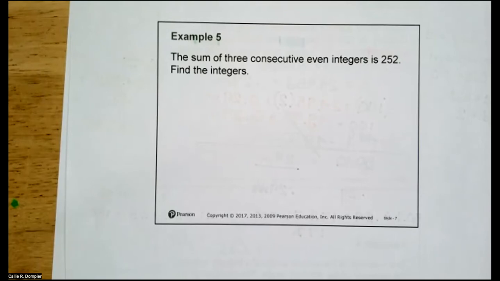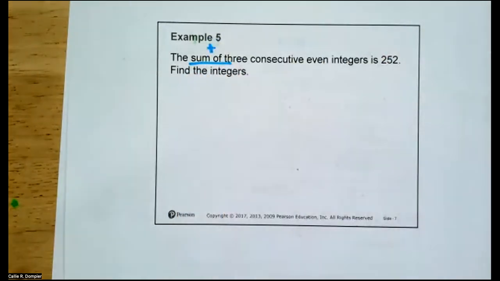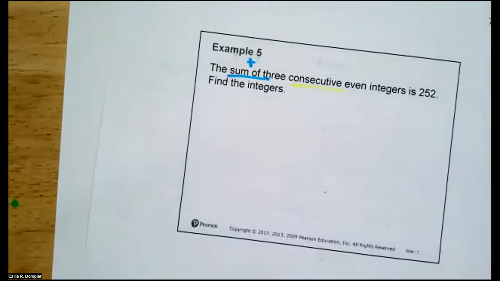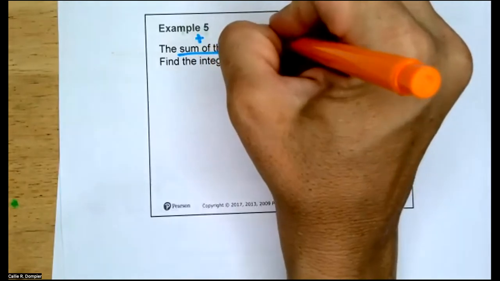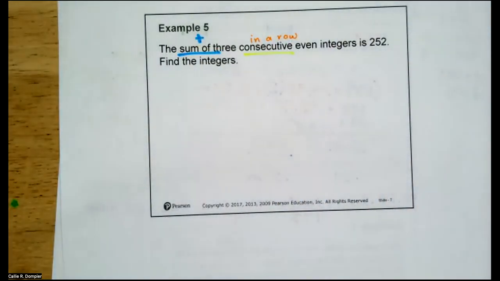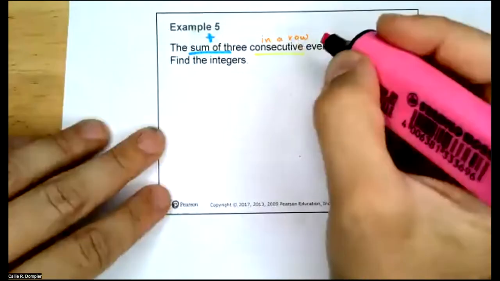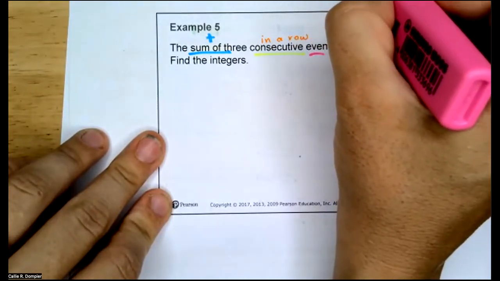Okay, so this, again, we can translate the sum of means we're adding 3 consecutive. We know what 3 is, right? But consecutive means they are in a row. Like the baseball team has won its last 3 consecutive games, right? Even means not odd, right? Ending in 2, 4, 6, 8, or 0.